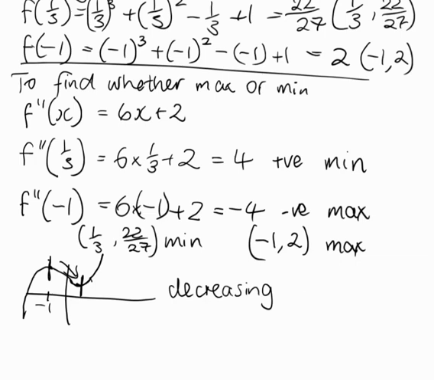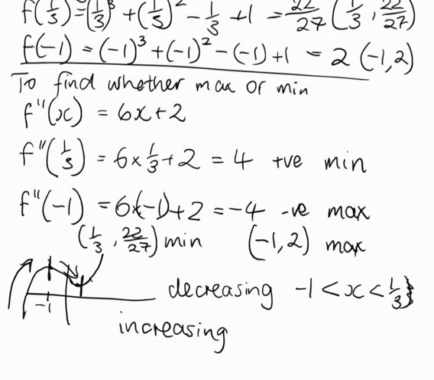It's decreasing between negative 1 and 1/3. We're just looking at our x values. Okay, so it's decreasing between those two values. Now it's increasing in two places. It's increasing before that negative 1, so x is less than negative 1, and it's also increasing after the third, so where x is greater than 1/3. Okay, hopefully that's helpful and shows you what to do.